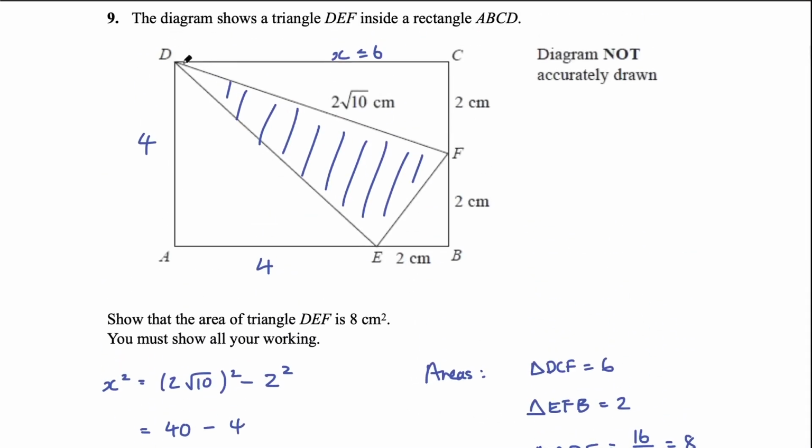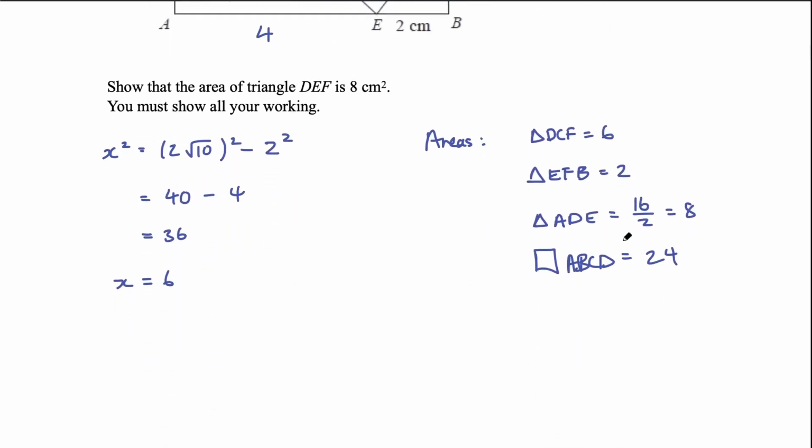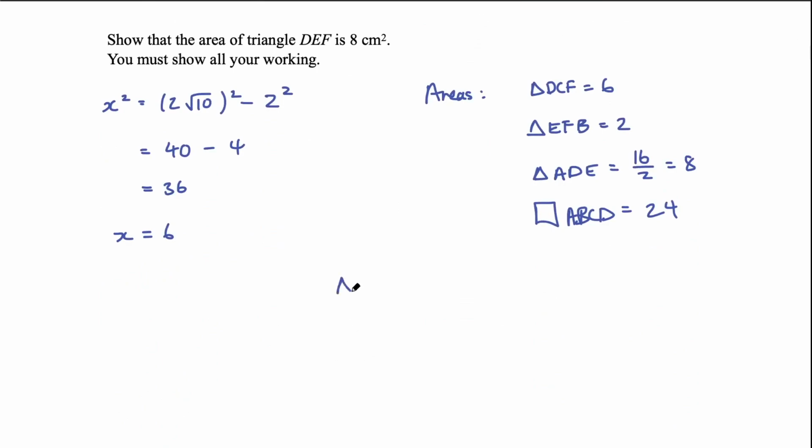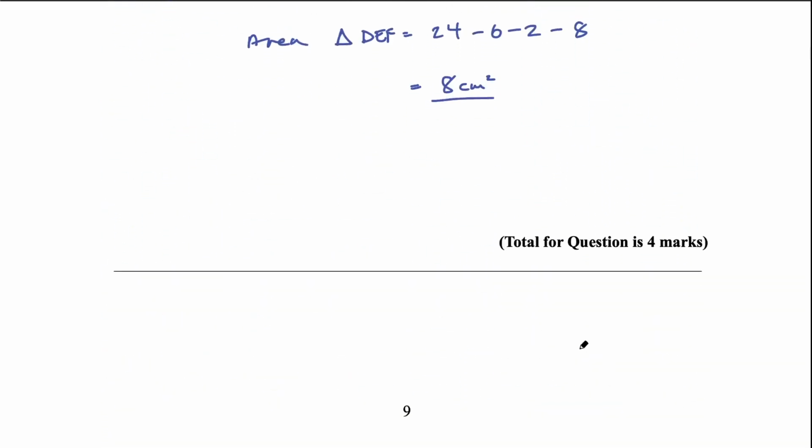Okay, so then to find the area of DEF, I want to do the area of the rectangle take all of these areas. So triangle DEF area, I should say, equals 24, take 6, take 2, take 8, which is 24 take 16. 24 take 16 is 8 centimeters squared. So it asks us to show that that area is 8 centimeters squared, and we've done that. Okay, so that was question 9 for 4 marks.